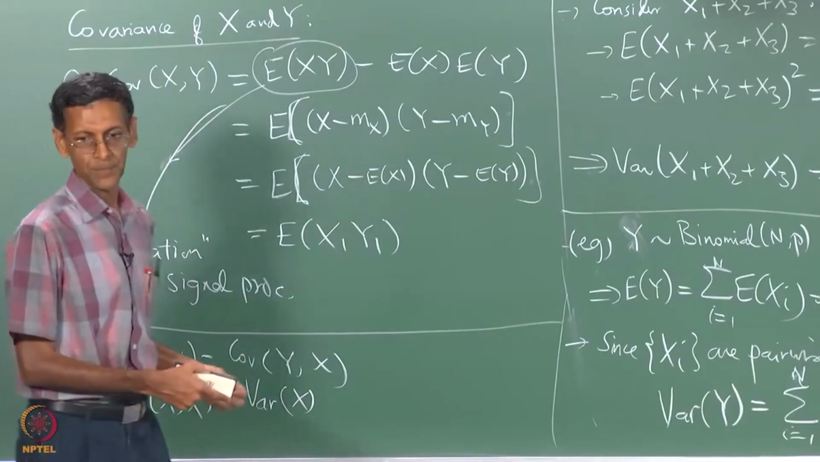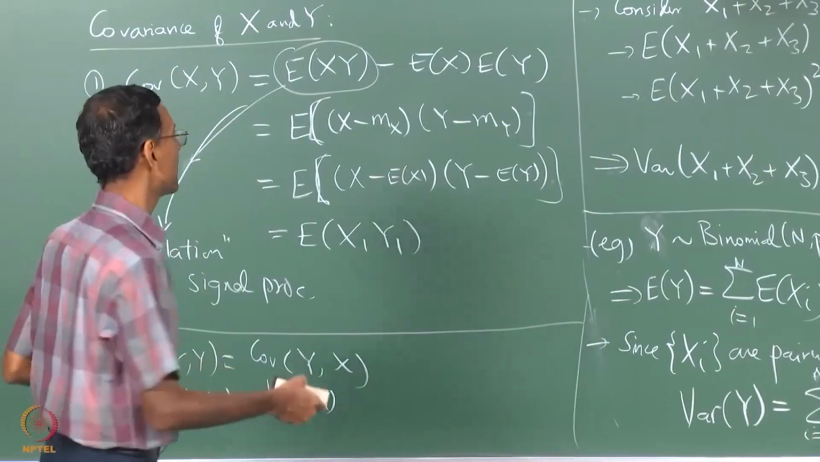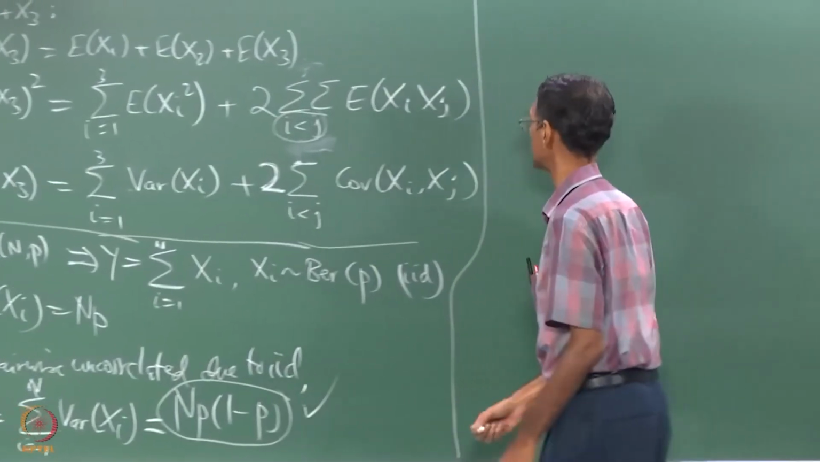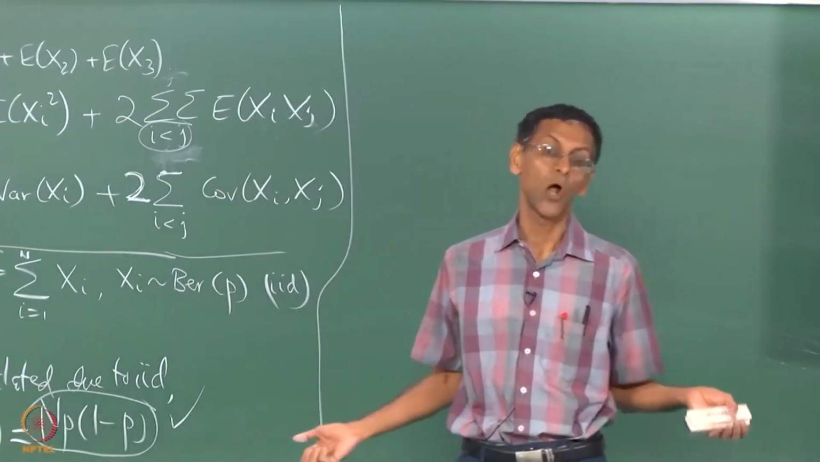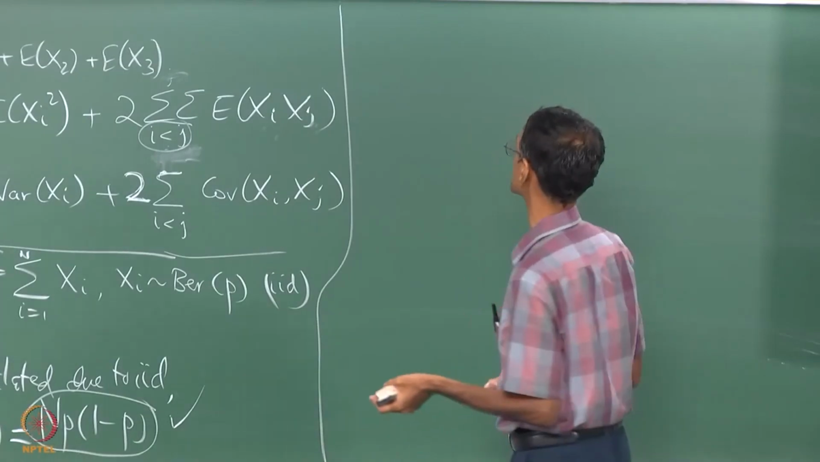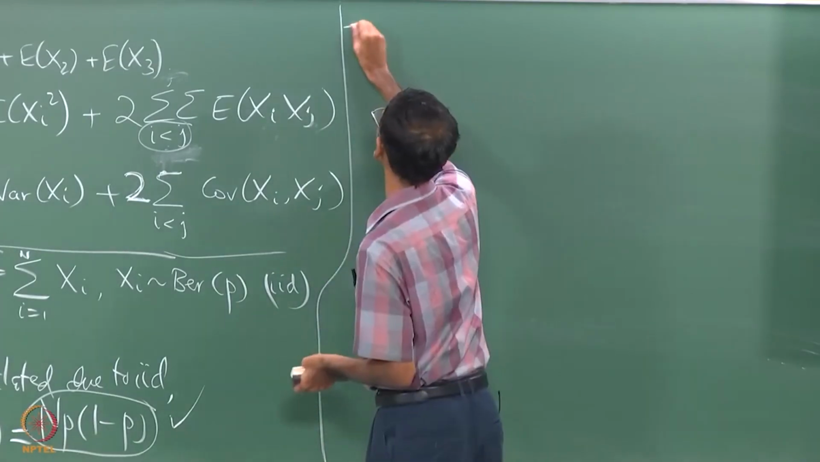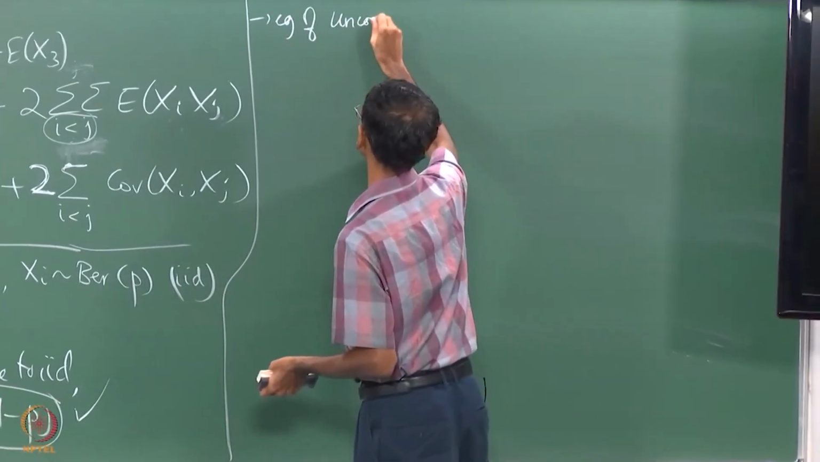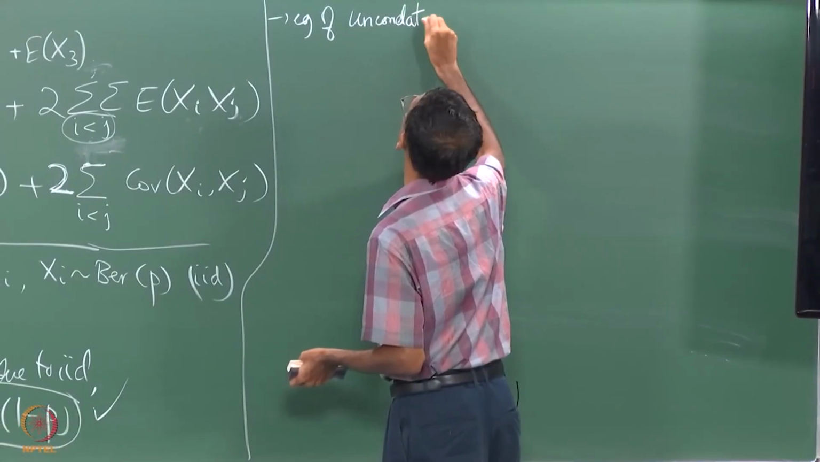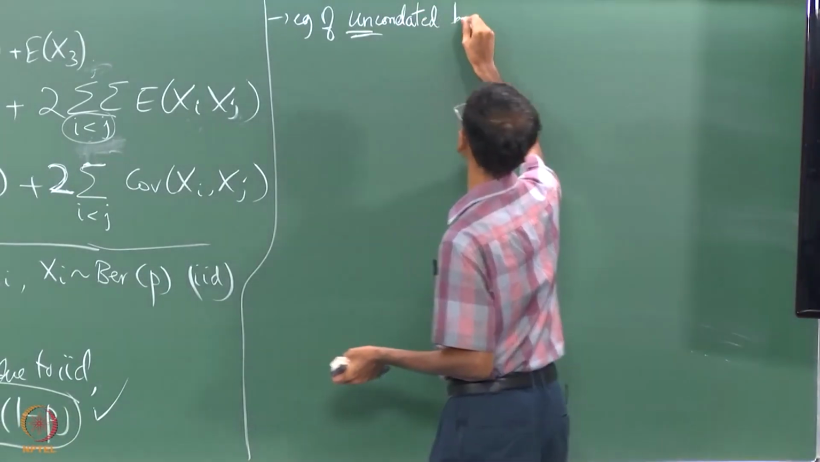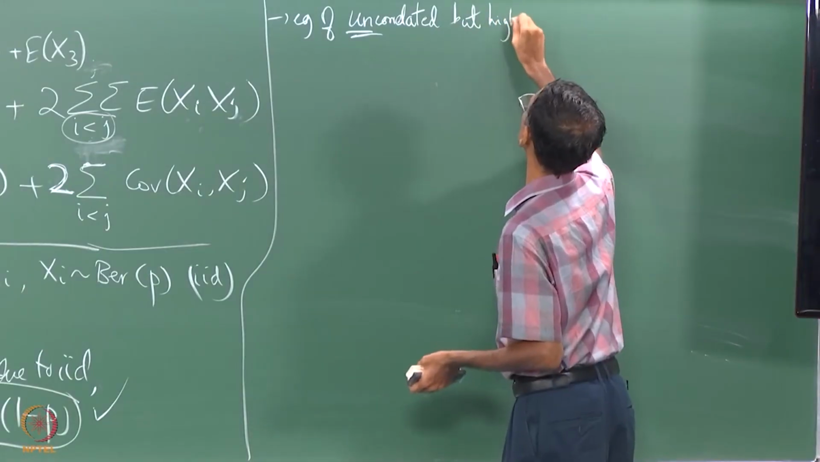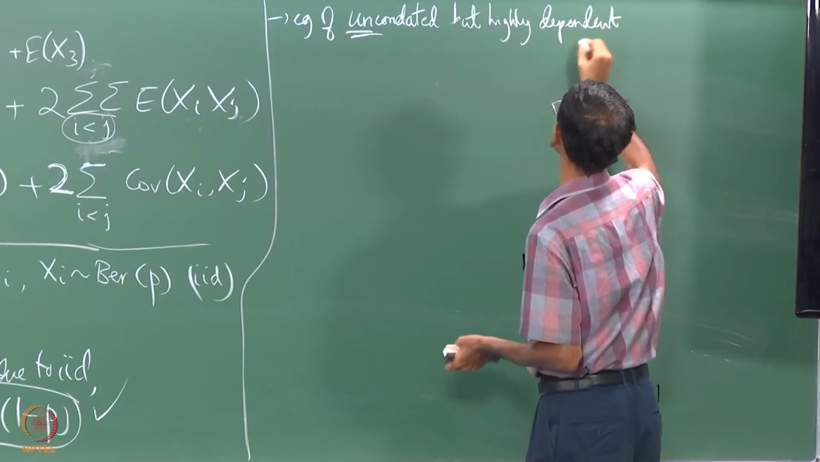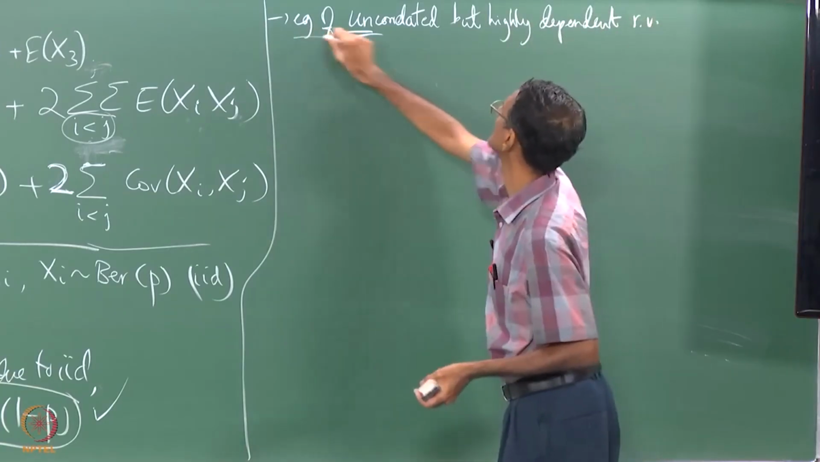Let me next take up another point: independence always implies uncorrelatedness, but uncorrelatedness does not imply independence. I mentioned that in yesterday's class. So an example of random variables that are uncorrelated but not independent, but very highly dependent. There are several such examples. What is this example?